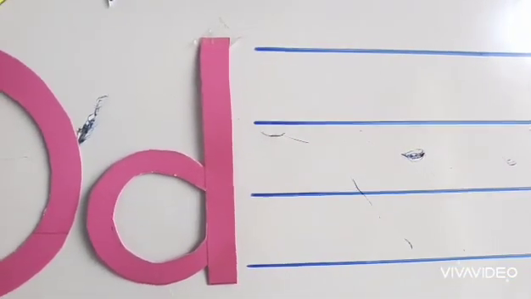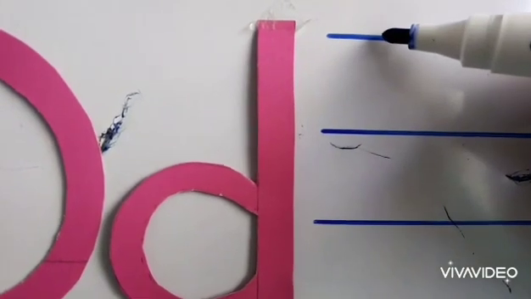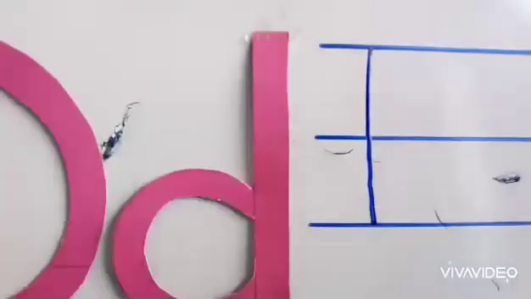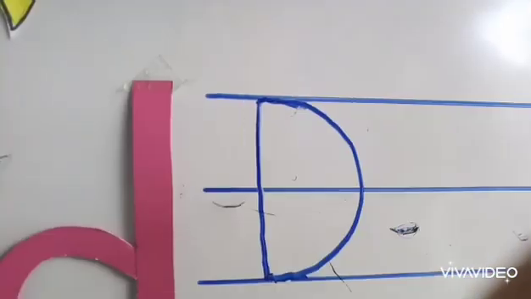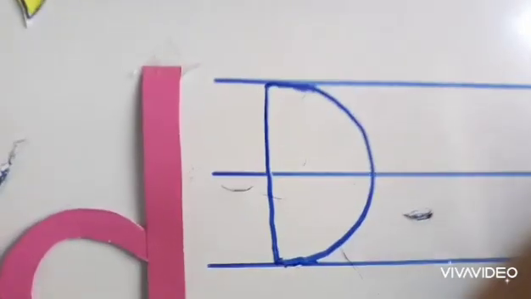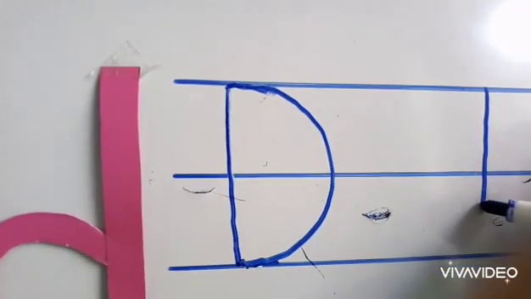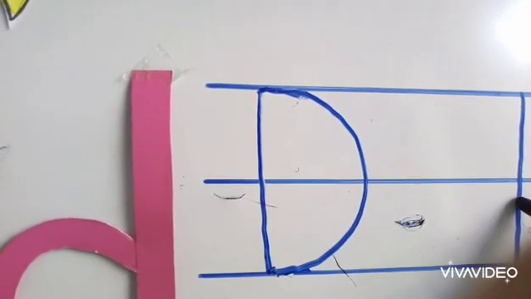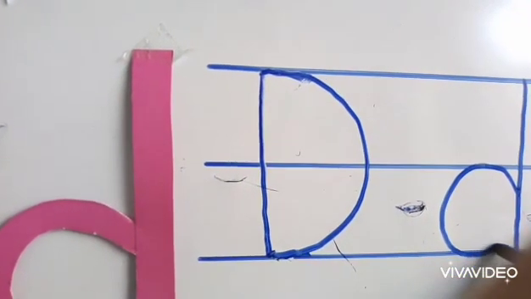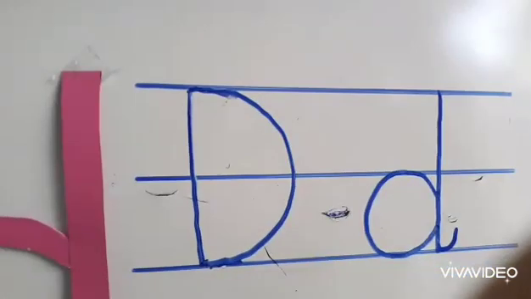To write letter D, we're gonna have to draw a straight line. Let's make its belly, shall we? There we go. Let's write small d. To write small d, we're gonna have to draw a straight line. Then make a half circle, like this. Don't forget to make a tail, like this.